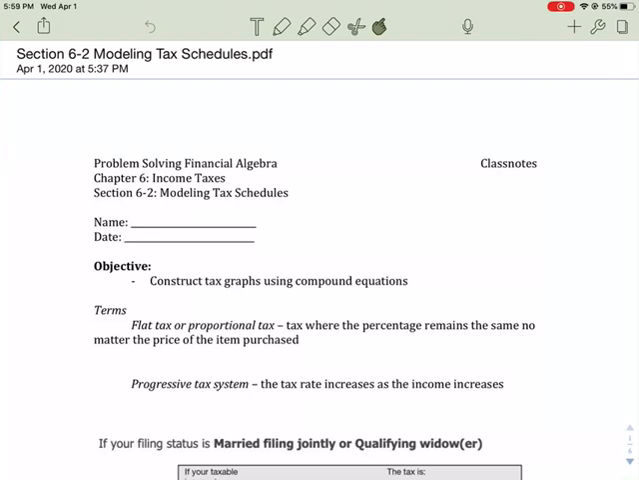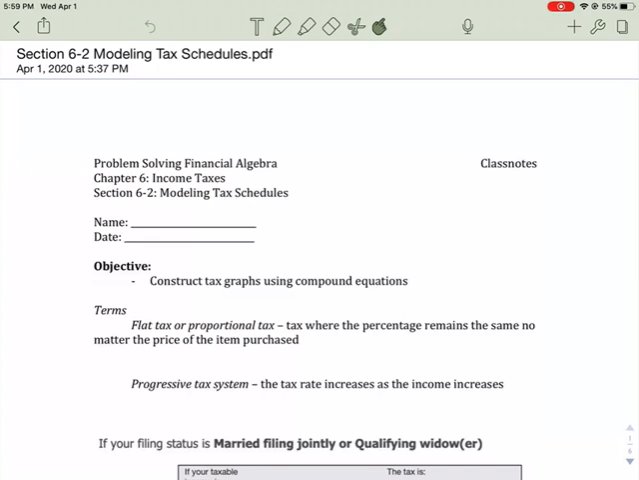Hi everyone. So today we're going to talk about modeling tax schedules. We're going to take a look at these tax charts and tables that we looked at yesterday and model them using some algebra. We're still going to use some inequality concepts that we talked about the other day, and we're going to introduce the y equals mx plus b form. So let's take a look at what we have.